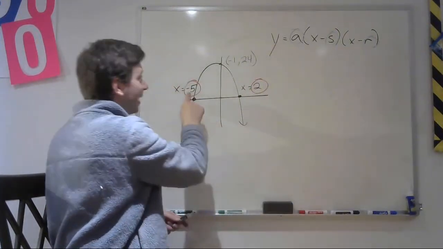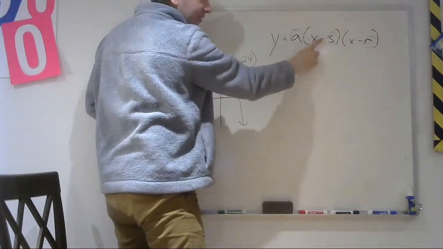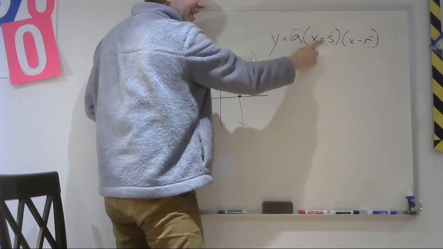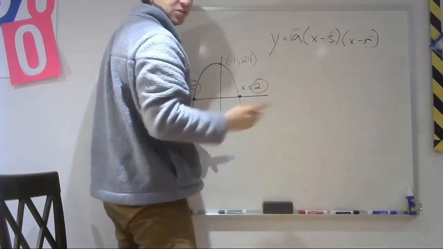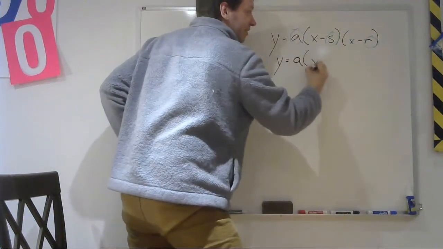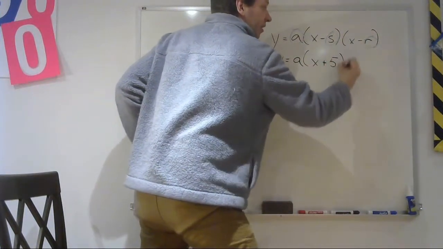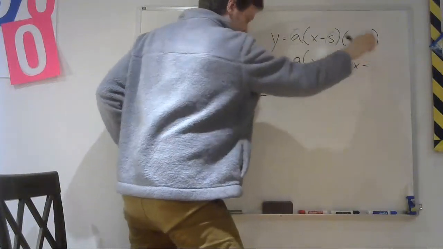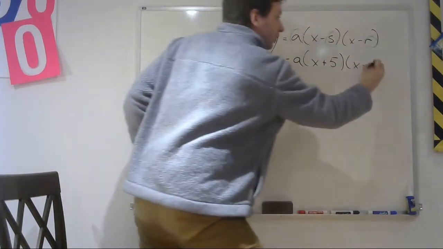Now if we put -5 in for s, remember there's a negative here. So you're going to get negative -5, and 2 negatives make a positive. So we're left with a times (x plus 5) times (x minus r), which is 2. So we'll put in our 2.